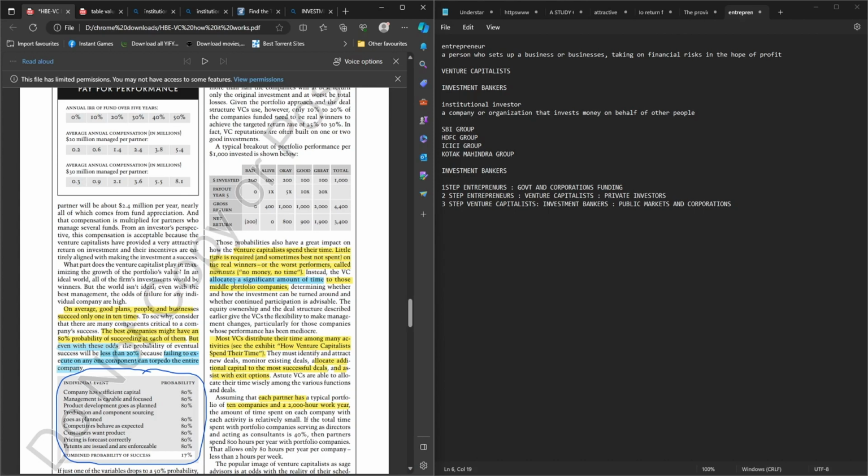Called numbnuts. No money, no time. Instead, the venture capitalist allocates a significant amount of time to those middle portfolio companies. Here, we can understand that if there is a venture capitalist, he should not only invest, he has to give time for the companies, which was agreed while sharing the shares.